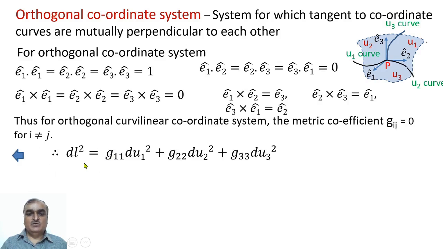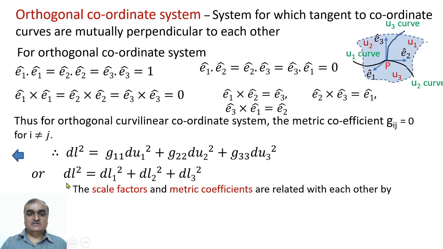Therefore, dl square is equal to, only these 3 terms remain, g11 du1 square plus g22 du2 square plus g33 du3 square. Substitute g11 du1 square is equal to dl1 square, g22 du2 square is equal to dl2 square, g33 du3 square is equal to dl3 square. Then this is the expression for length element in orthogonal coordinate system. dl square is equal to dl1 square plus dl2 square plus dl3 square.